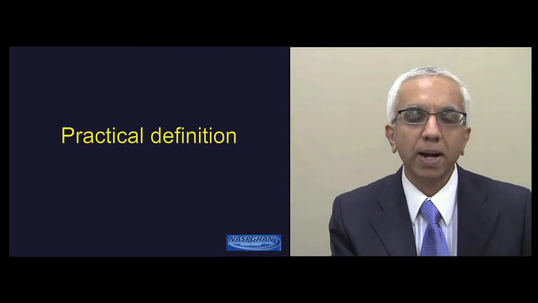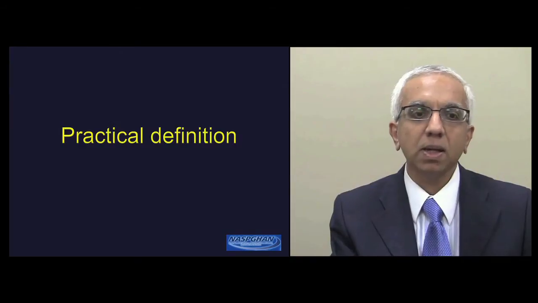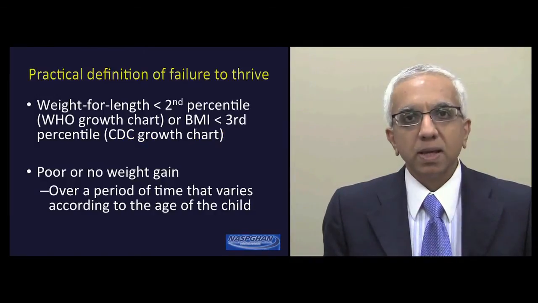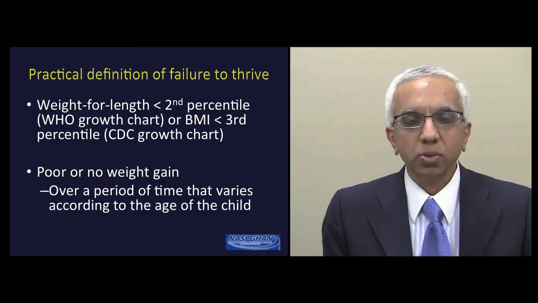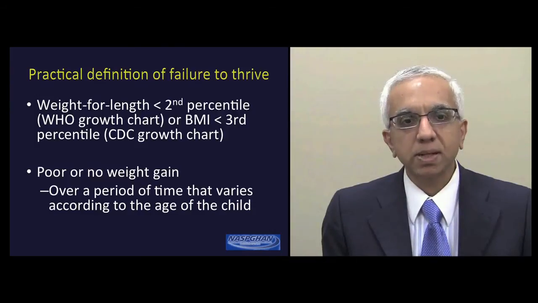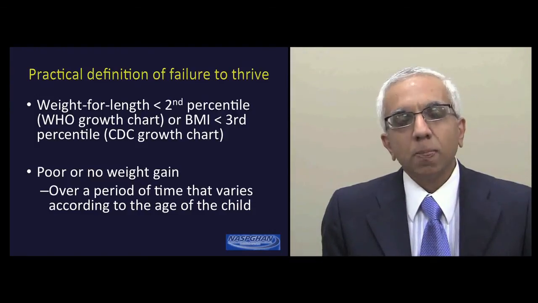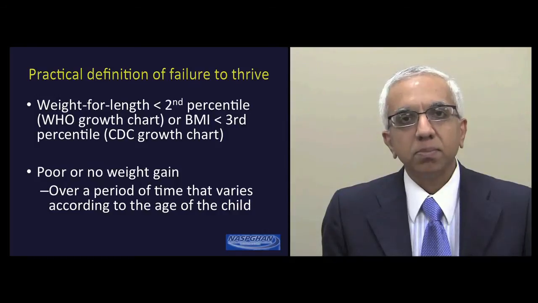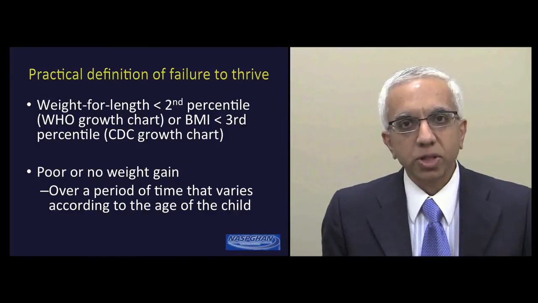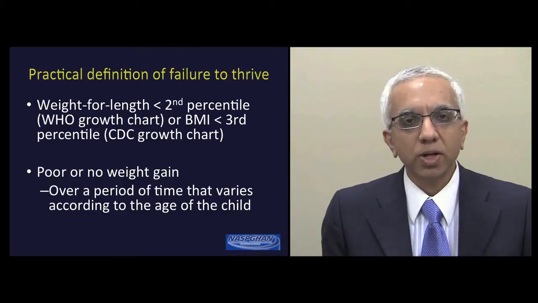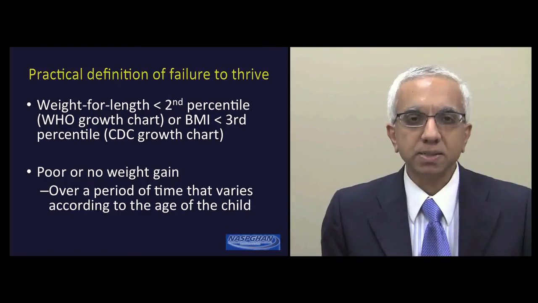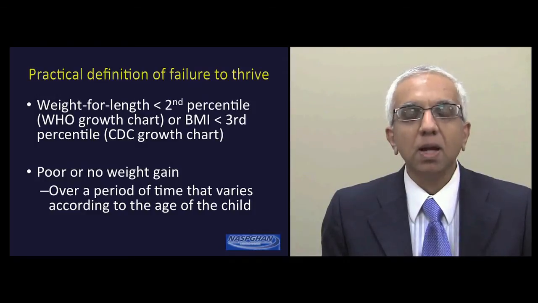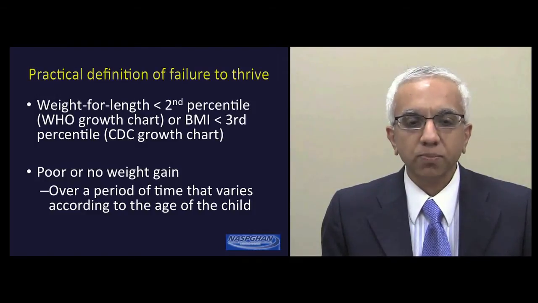So what would a good practical definition of failure to thrive be? The first thing is looking at the weight for length, which is less than the 2nd percentile on the WHO growth chart, or a BMI less than the 3rd percentile for children above the age of 2. Poor or no weight gain over a period of time, that is going to vary depending on the age of the child. In a very young child, the duration of time between visits should be short and can still be concerning. For instance, if a month-old baby has not gained any weight in a week, that's going to be concerning, but this is not going to be concerning in a 5-year-old.